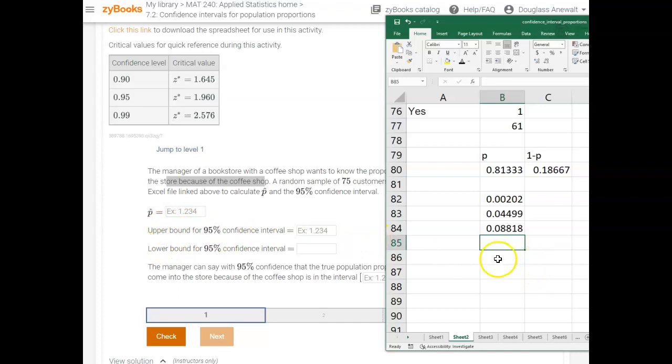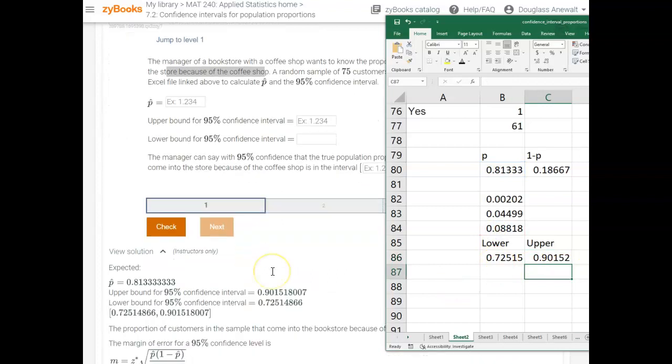So to find the upper and lower bounds, it's always centered around the middle. The middle is always the sample proportion. So I'm going to take that and subtract the margin of error to get the lower bound. And then for upper, I'm going to again take the sample proportion and add that margin of error to get the upper bound. And those are the values that we're looking for here.